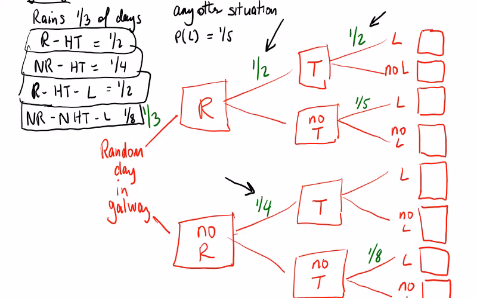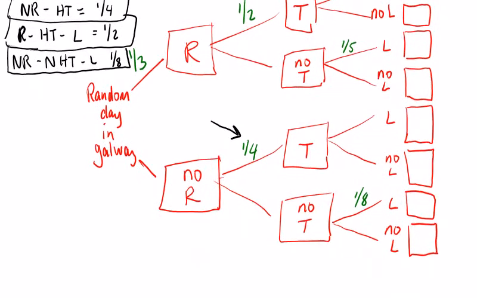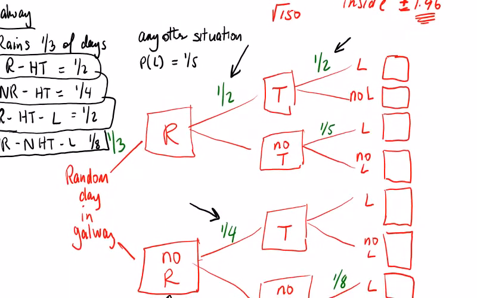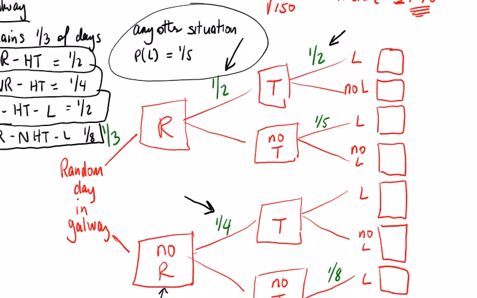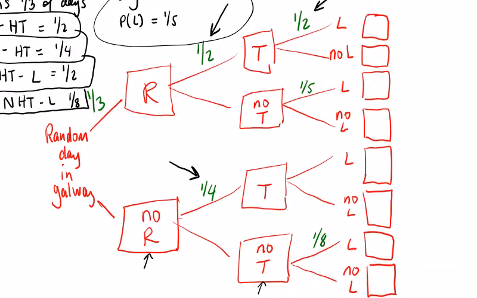The last one, when it's not raining, no heavy traffic, and late is an 8. And then it gives us this one other piece of information. In any other situation, the probability of being late is 1/5. So there's one there that is this guy here. This L here wasn't given to us, so that one's going to be 1/5.